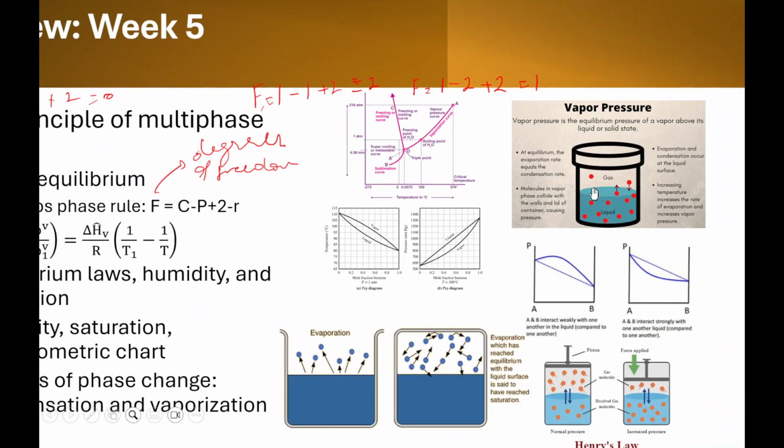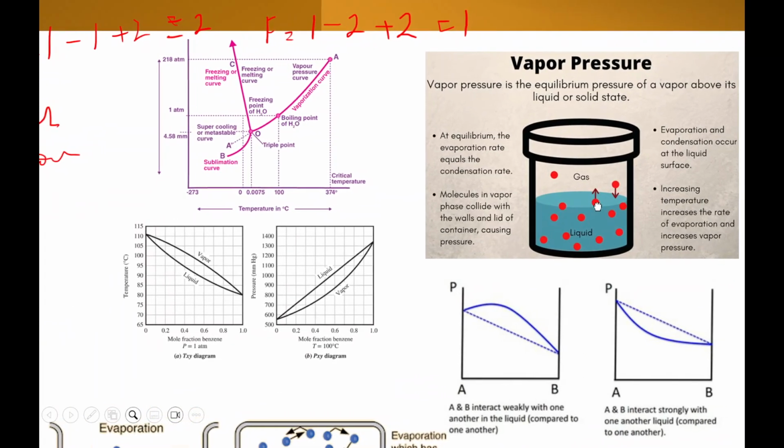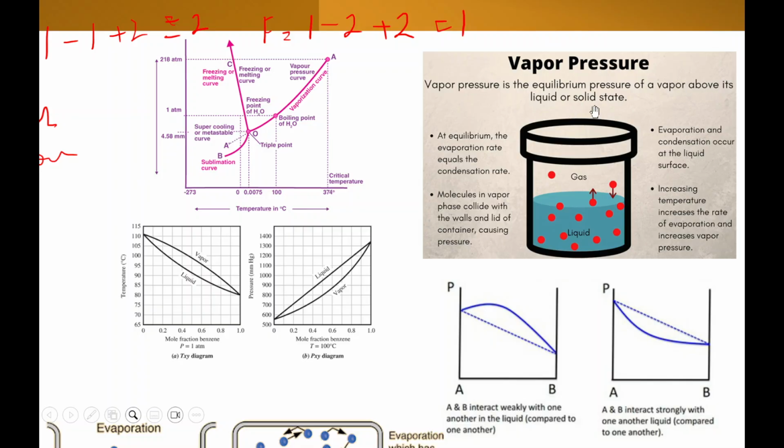We also discussed the term vapor pressure. Vapor pressure is basically the equilibrium pressure of a vapor above its liquid or solid state. Suppose this is a closed container with some liquid inside, which involves the evaporation of this liquid to the vapor or gaseous phase. Whatever pressure this vapor exerts on the liquid state is basically its vapor pressure.